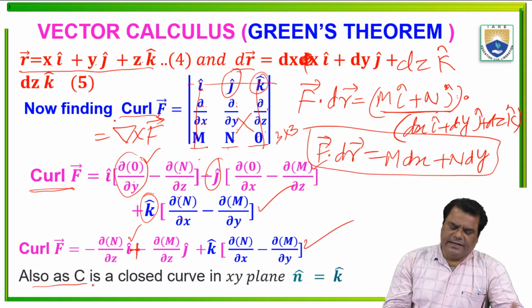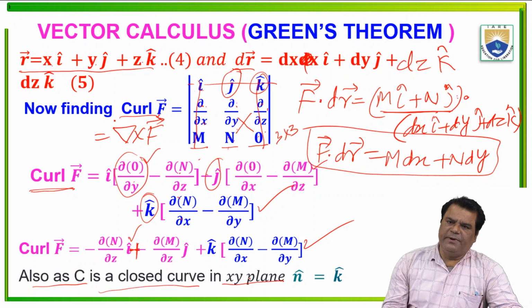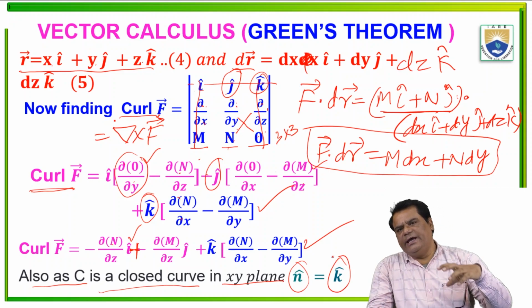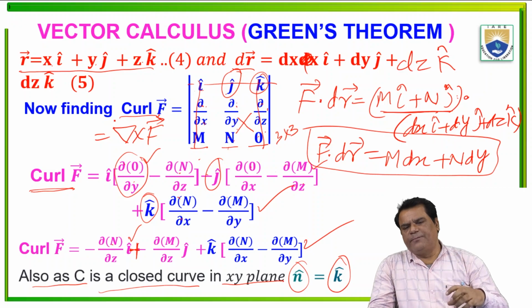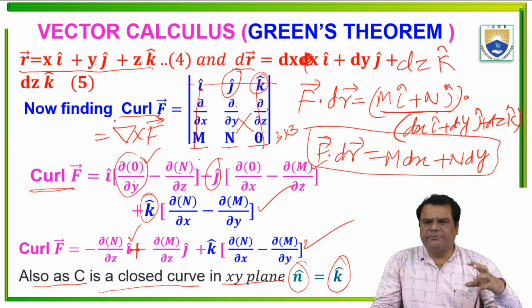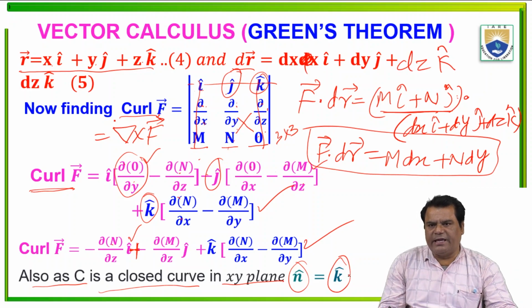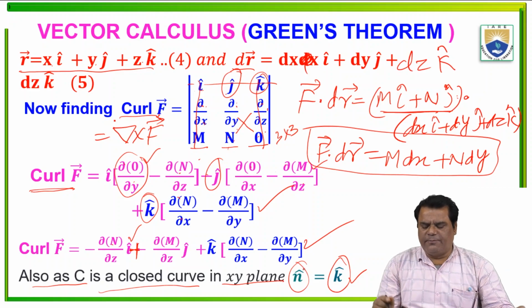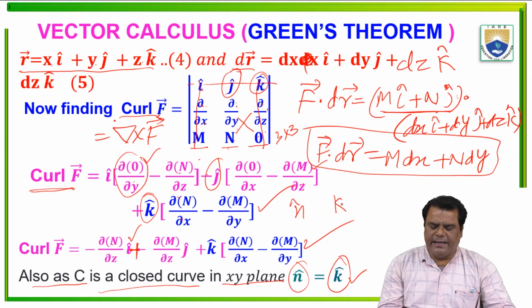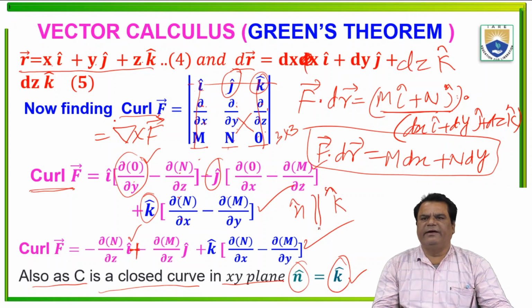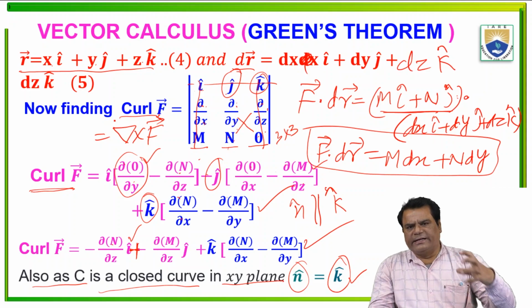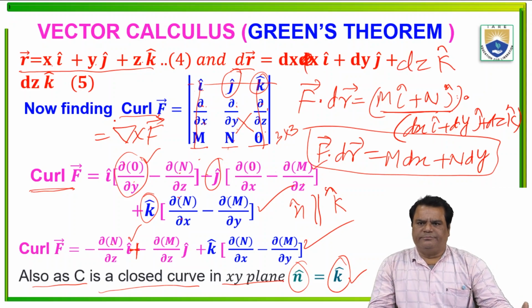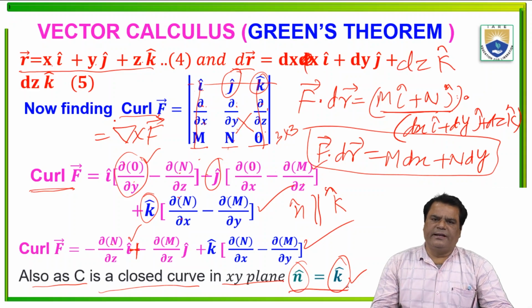Also, as C is a closed curve in the xy plane, we can write n cap equal to k cap, because n is the unit normal vector, which is perpendicular to the xy plane, and perpendicular to the xy plane is the z axis, along which the vector k cap works. So n cap and k cap are both parallel. If two unit vectors are parallel, then they are equal. So n cap equals k cap.